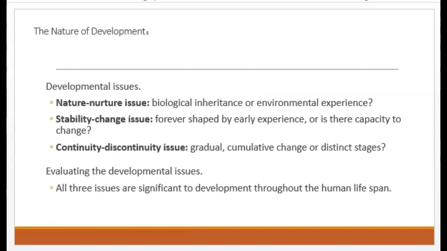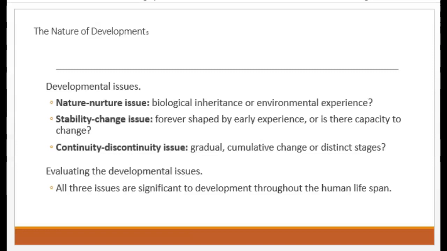Is who you are as a person determined by your genetics or by your experiences? Are you stuck with how you are, or can you change? As we're developing, do we develop gradually like a sapling growing into a bigger tree? Or do we suddenly click from one distinct stage to another, like a caterpillar suddenly becoming a butterfly?